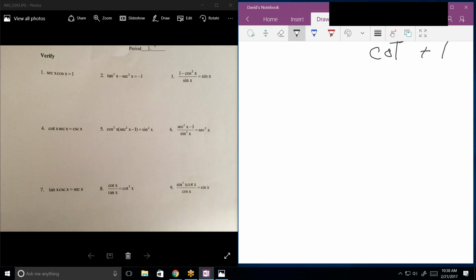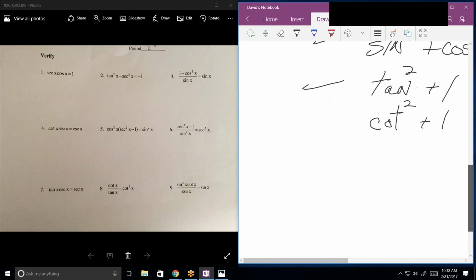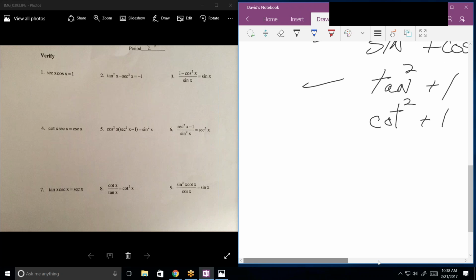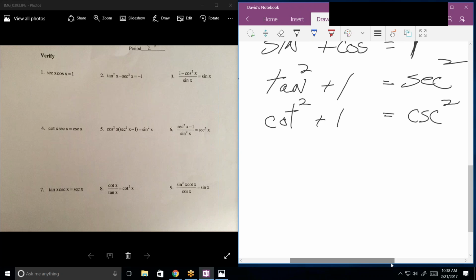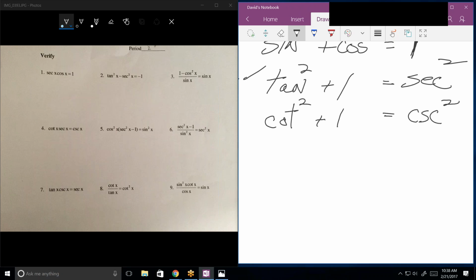Well, let me pull up the Pythagorean theorem that we're talking about. It's this one right here, second one from the middle. Tangent squared plus 1 equals secant squared. Manipulate this one algebraically to look like the left side of this equation.